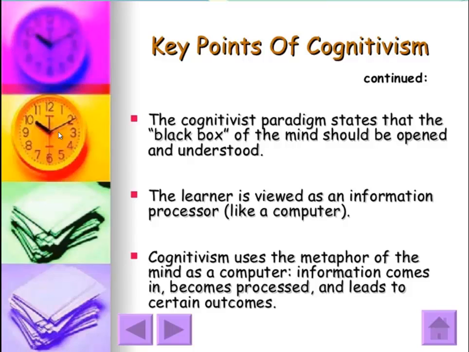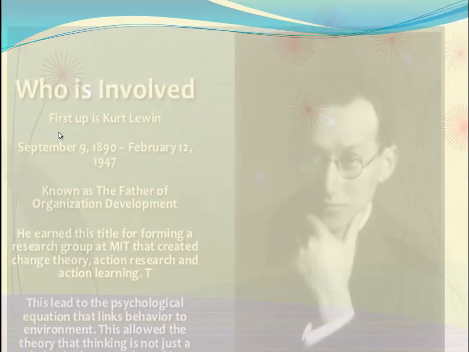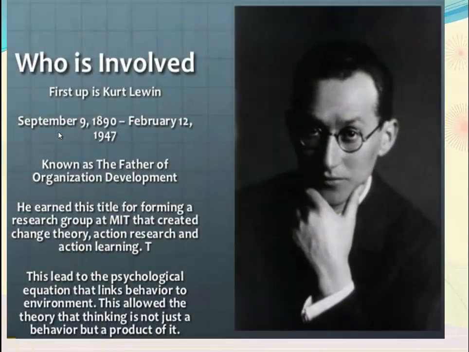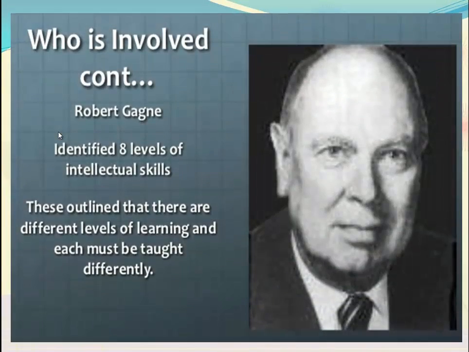The learner is viewed as an information processor, like a computer. Cognitivism uses the metaphor of the mind as a computer. Information comes in, becomes processed, and leads to certain outcomes. There are two main people involved in cognitivism. The first one is Kurt Lewin, and the second one is Robert Gagné.